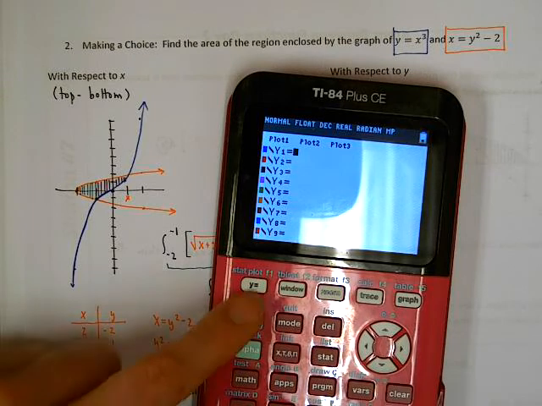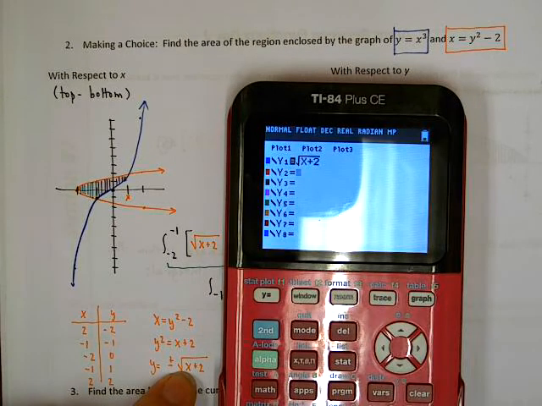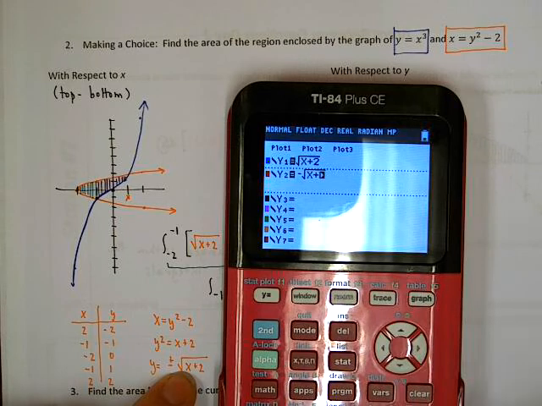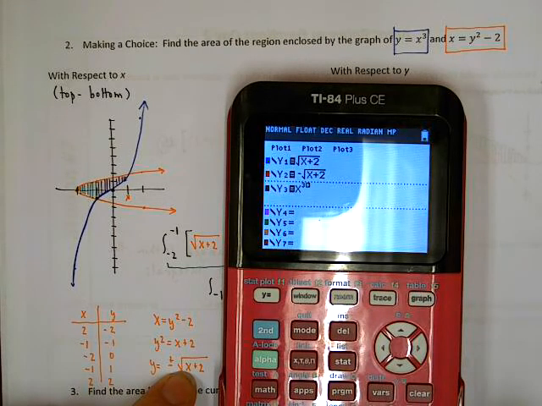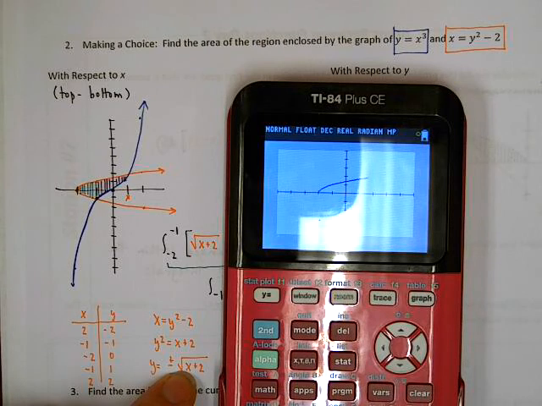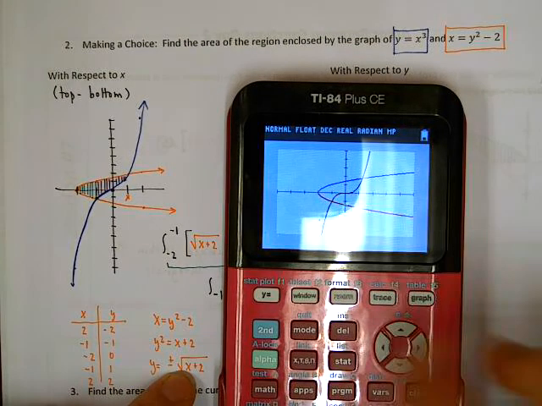So let's see, I have the square root of x plus 2. I have opposite square root of x plus 2. And I've got x cubed. I'm going to graph those, and I'll probably have to change my bounds. Maybe not. Nope, we're good. So what I'm looking for is the x coordinate of that point of intersection.